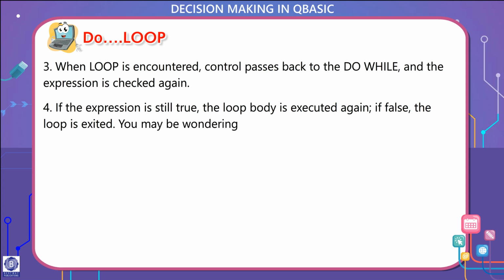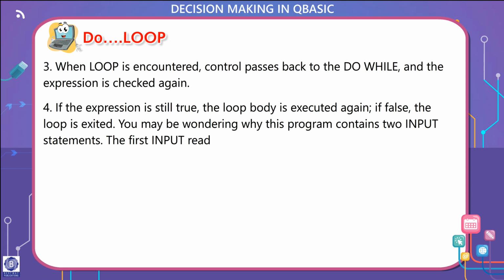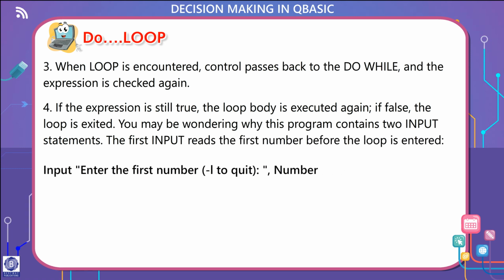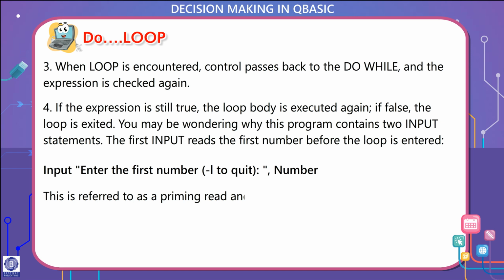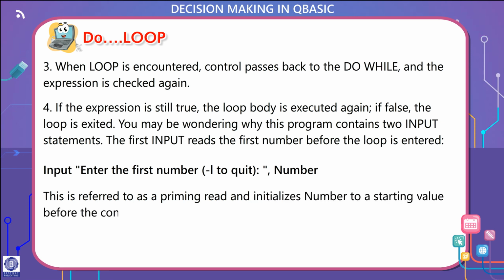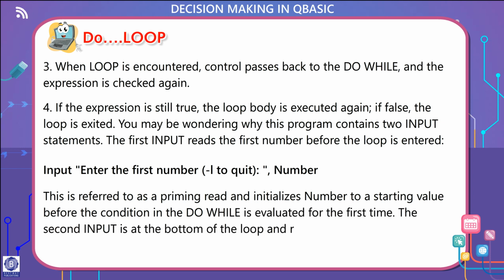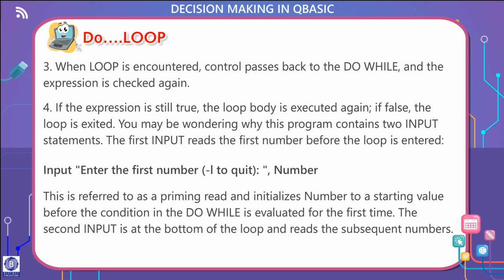You may be wondering why this program contains 2 input statements. The first input reads the first number before the loop is entered: Input "Enter the first number, -1 to quit", number. This is referred to as a priming read and initializes number to a value before the condition of the Do While is evaluated for the first time. The second input is at the bottom of the loop and reads the subsequent numbers.